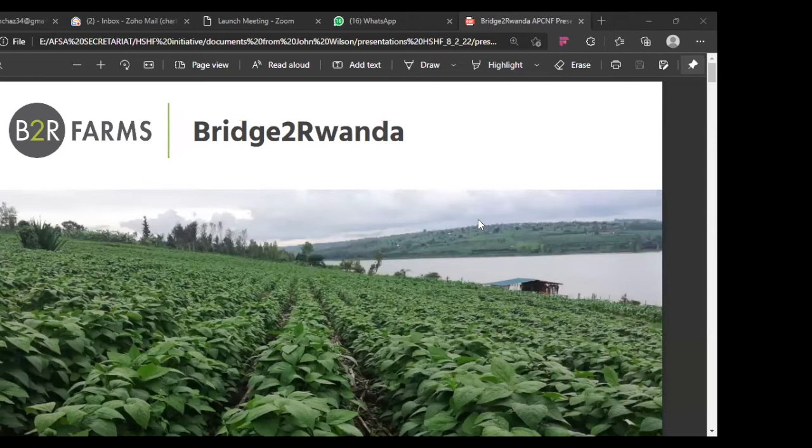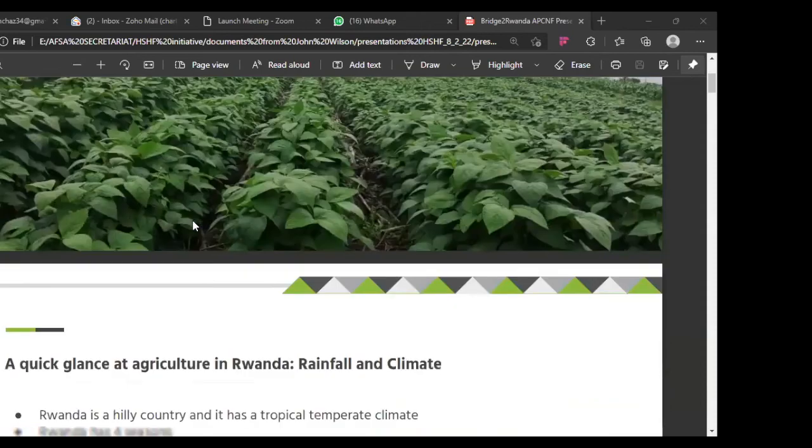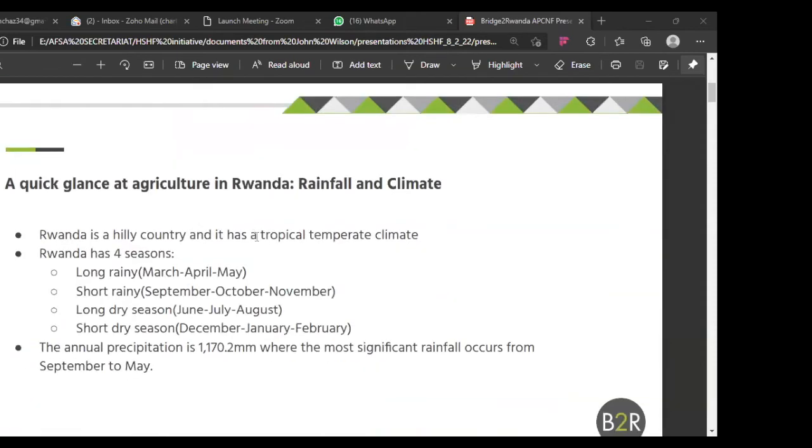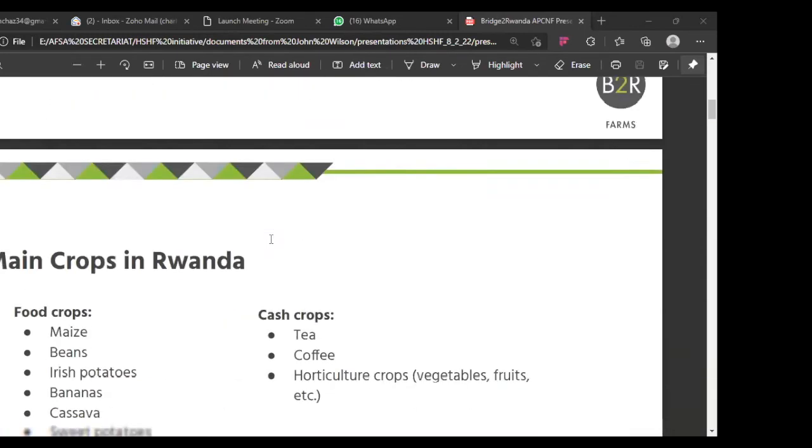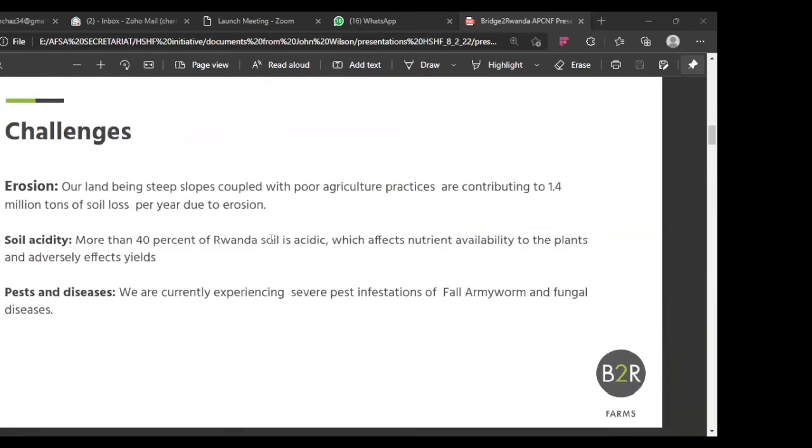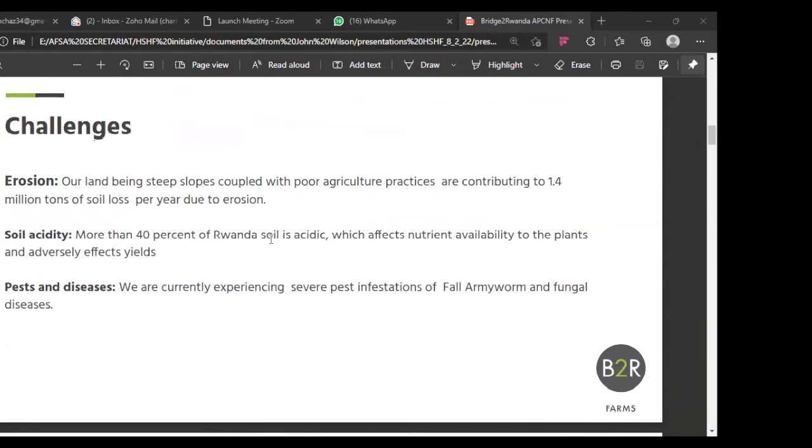You mentioned that the soils in Rwanda are acidic, and I know that often repeated use of nitrogen fertilizer causes soil to become more acidic. So is it naturally acidic, or is it due to a lot of fertilizer use? I was wondering if you could clarify that.